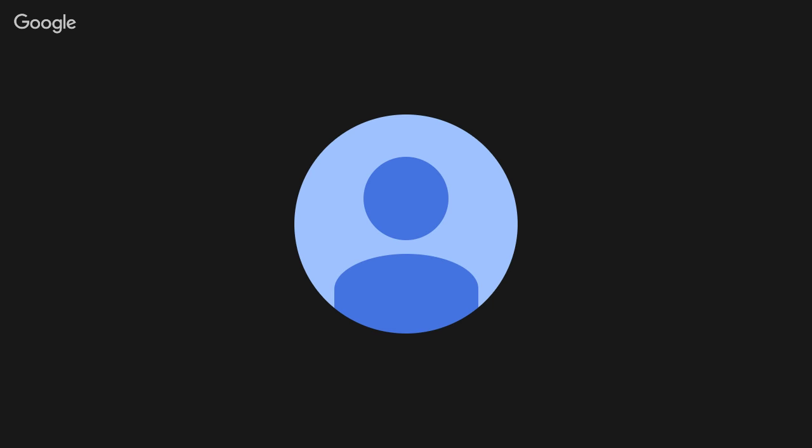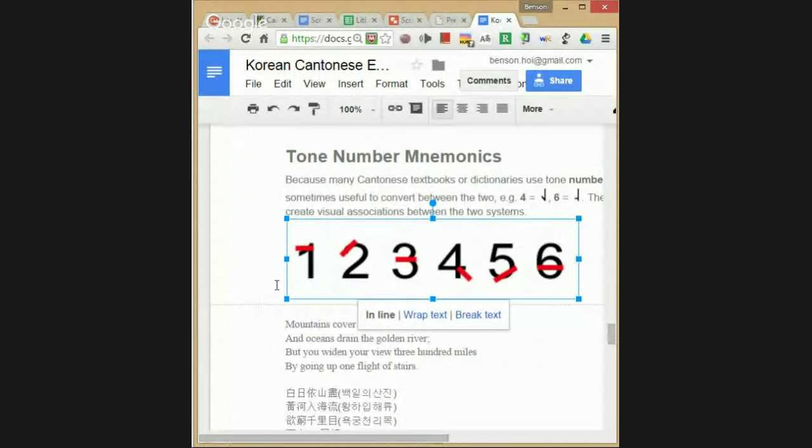Yeah. Okay, so we have got 6 tones, and the mnemonics are as follows. 1 is high flat, 2 is mid rising, 3 is mid flat, then falling, low rising, low flat. It's quite easy to remember with these mnemonics. Usually I teach it with a mnemonic, but since you know Chinese, well, let me go for the mnemonic anyway.